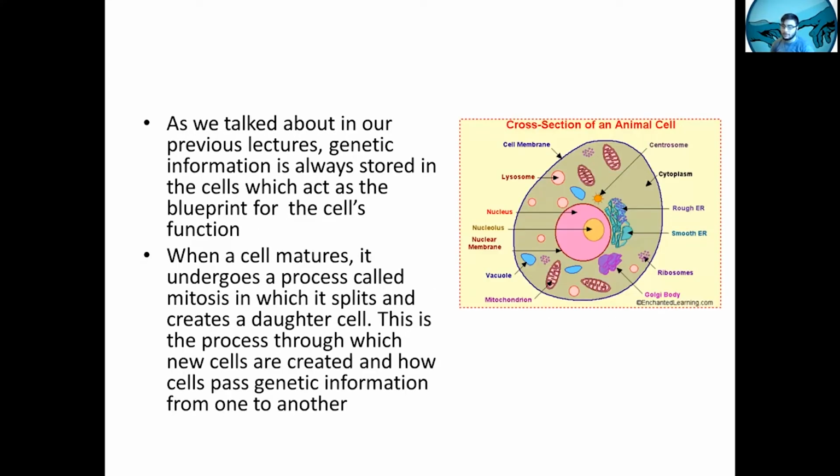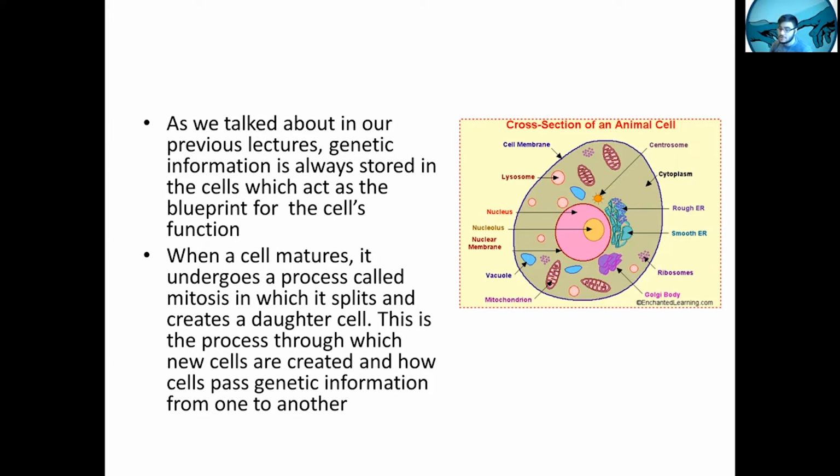As we talked about in our previous lecture, genetic information is always stored in the cells, which act essentially as the blueprint for the cell's function. You can see here a cross-section of an animal cell, and the genetic information in an animal cell is always located here in the middle, in the nucleus. We'll talk about later today that that's not always the case for all cells, that some of them don't even have a nucleus, but they all have some DNA or some kind of genetic information. Whether it be DNA, some have RNA, but they always have some kind of genetic information stored in them.